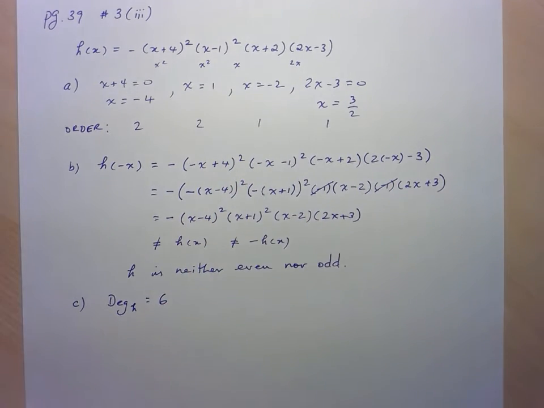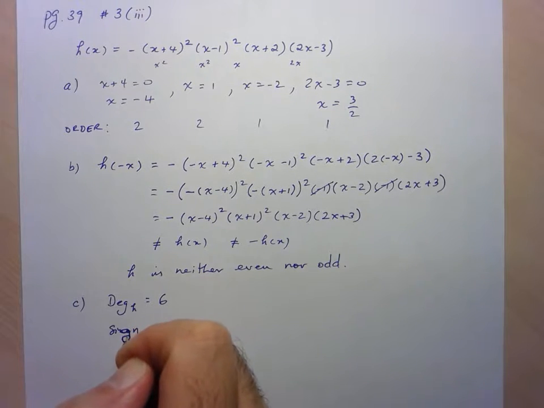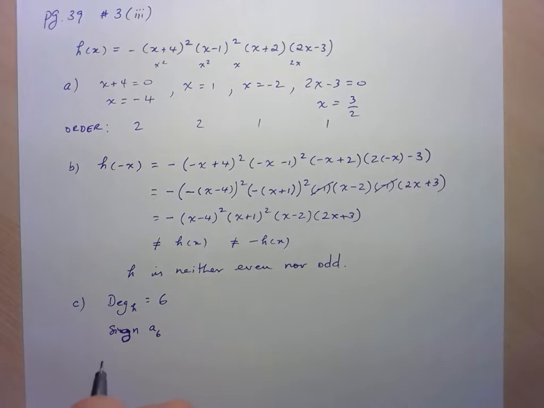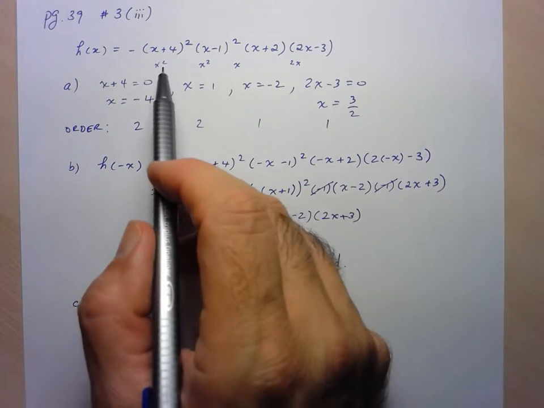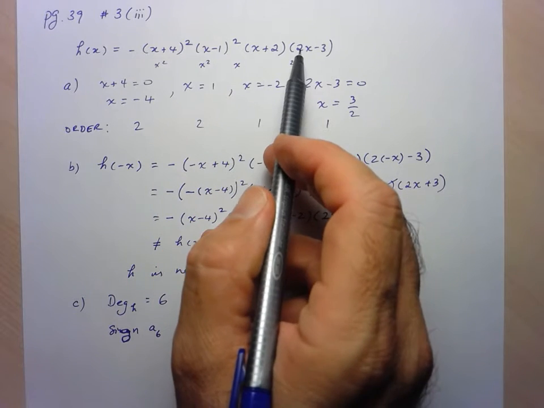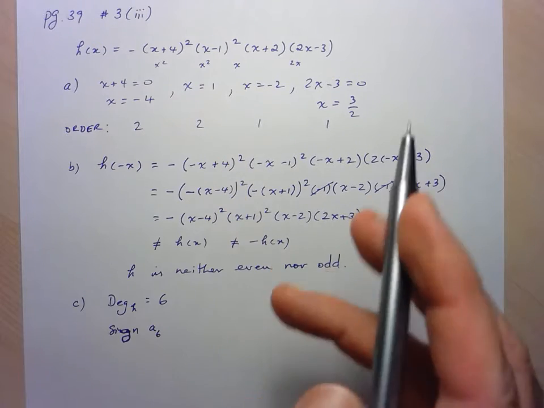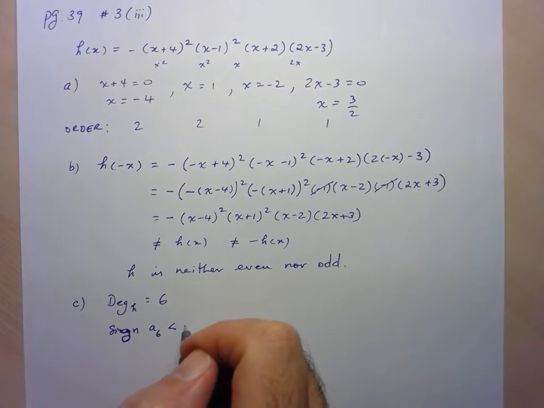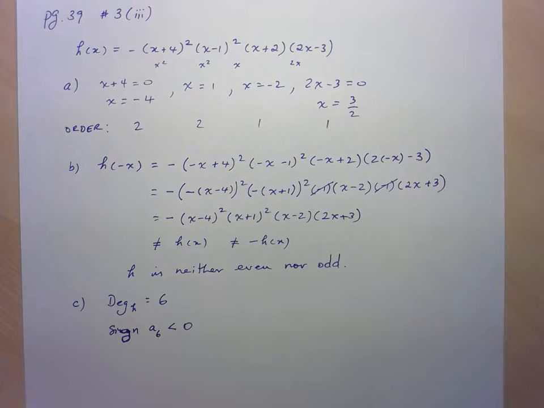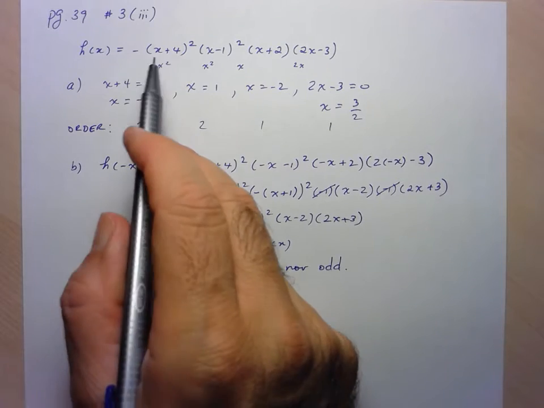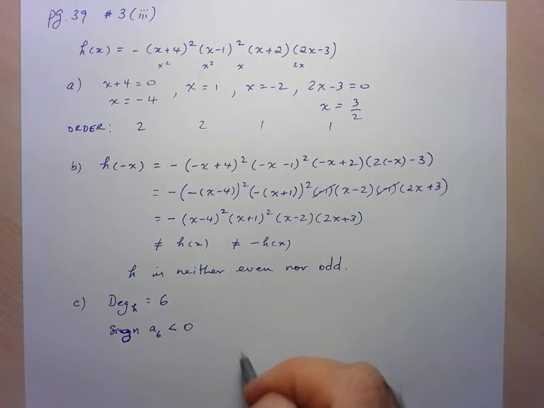So the degree is going to be 6, and the sign of the leading coefficient, I'll call it a6 since it's a 6th degree polynomial. When we multiply all the leading terms we would end up with 2x to the 6th, but because we have this negative sign in front, our leading coefficient is going to be less than 0. So that means the end behavior of this function is that it goes to negative infinity on both sides.